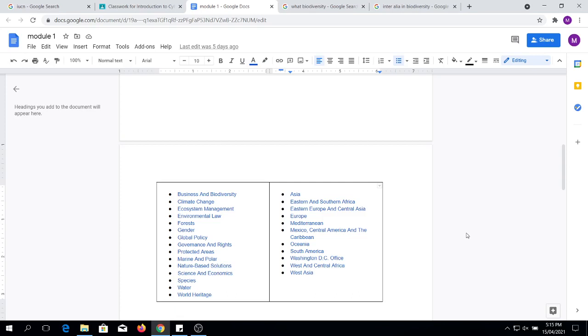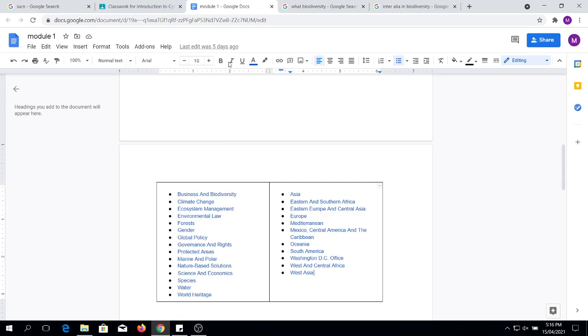And then the marine and polar, we have Washington, D.C. For nature-based solutions, we have West and Central Africa. For science and economics, we have West Asia. Then we have species, water, and world heritage.